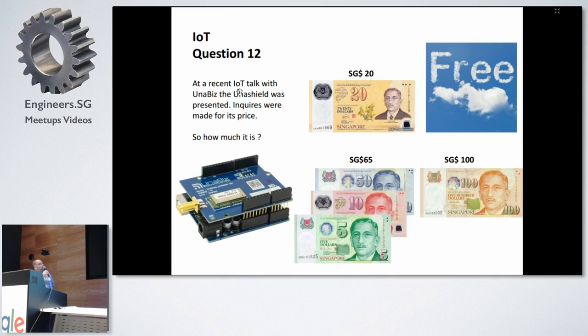So the question is, how much will that little shield cost? Not much on it, the chip, and a couple of connectors. So is it $20? Does Unabiz revolutionize IoT in Singapore and give it for free? $20 actually? Is that a real banknote? I've never seen one. Or a new one, okay. Is it $65? Or is it just $100?